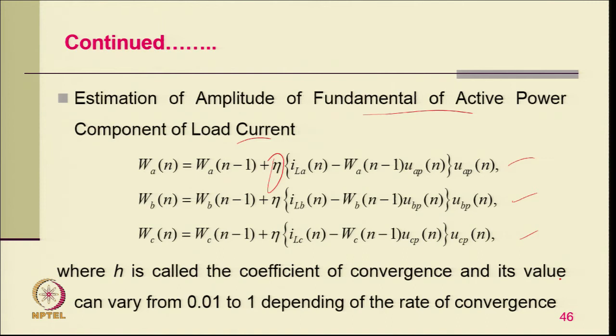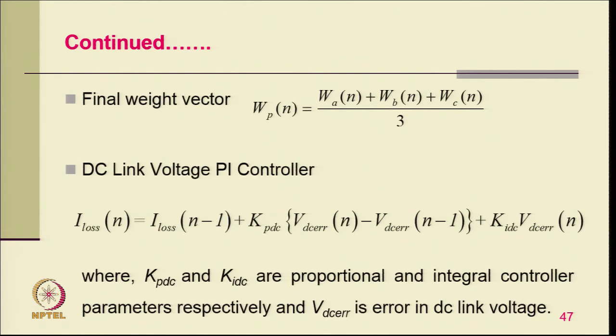So, typically for this constant, if you keep it on the higher side, filtering will not be good, but the response will be fast. But if you put it on the lower side, the response will be poor. So, you have to make a compromise for the convergence of this factor, and then once you are able to get all the 3 components, you can take the average, because load balancing is provided by that.